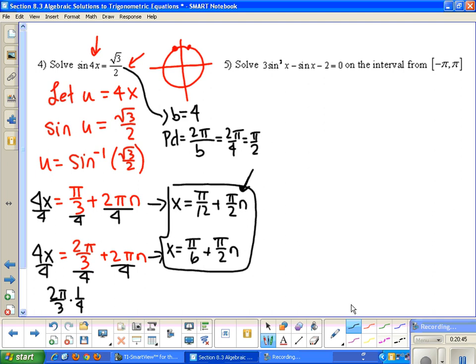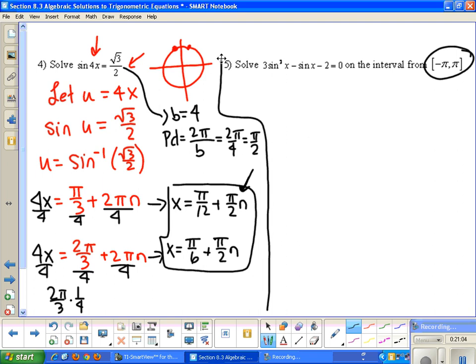So then the next one, we have solve 3 sine squared x minus sine x minus 2 on the interval from negative pi to pi. So now it's specifically telling us we want specific answers. I don't want all of my answers. I only want answers on this interval. So you have to be very careful for when it says things like that.